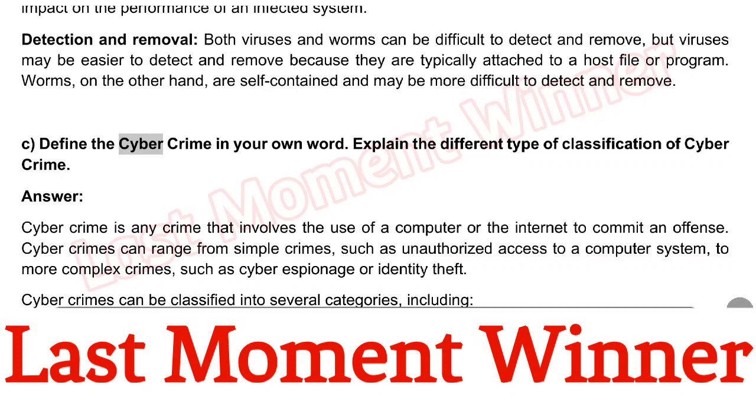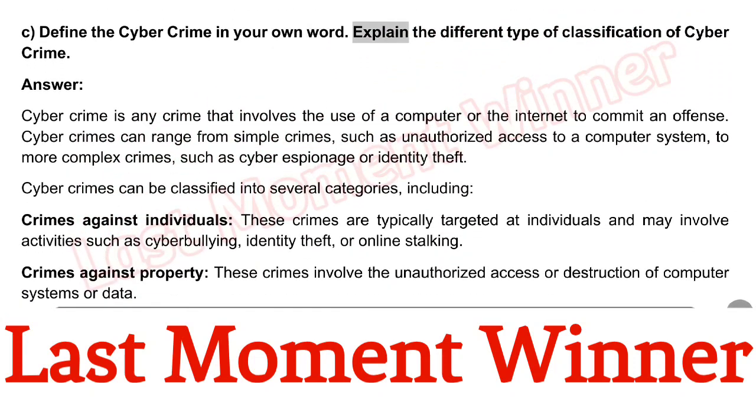C. Define cybercrime in your own words. Explain the different types of classification of cybercrime. Answer. Cybercrime is any crime that involves the use of a computer or the internet to commit an offense. Cybercrimes can range from simple crimes, such as unauthorized access to a computer system, to more complex crimes, such as cyber espionage or identity theft.